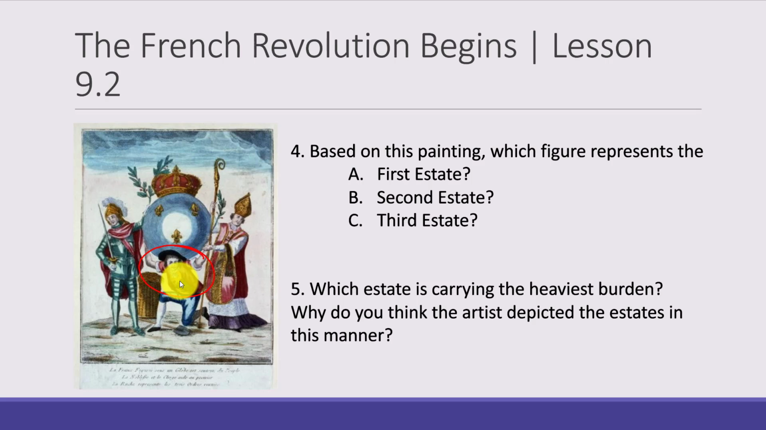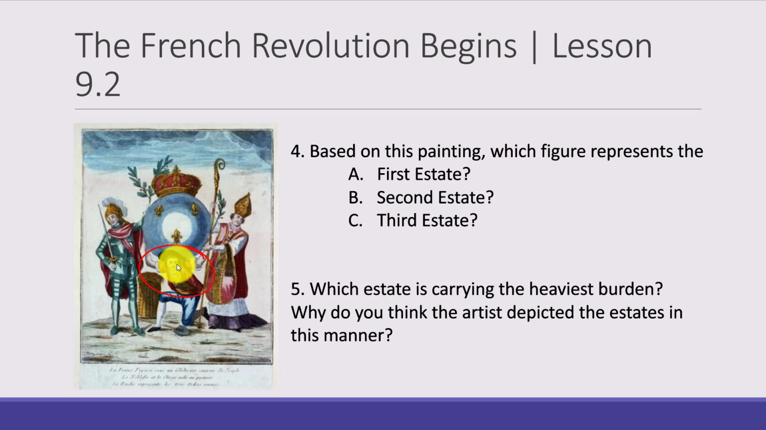And possibly the reason why the artist depicted the estates in this manner is because they wanted to show and persuade French society how much of a burden the third estate was carrying in France. And quite literally, as you see here, he's almost on his last leg. The third estate is literally holding France, the entire government or monarchy of France, on his shoulders, and it's about to buckle. He's about to fall, right?